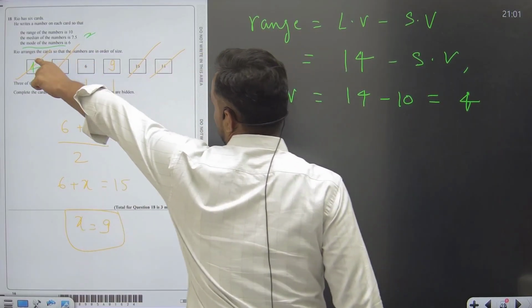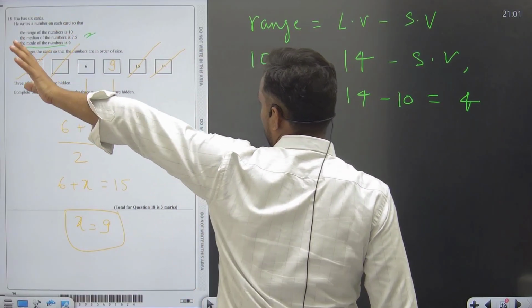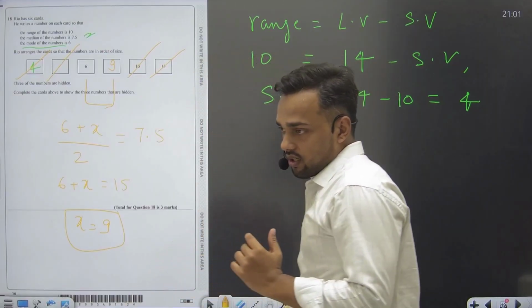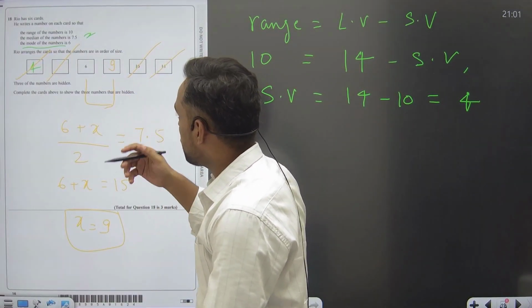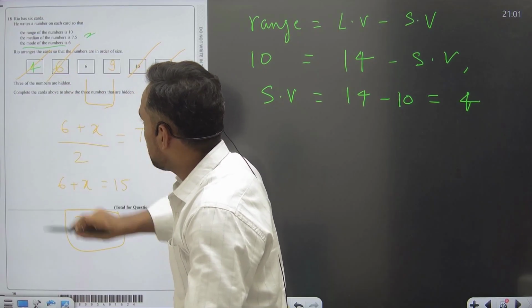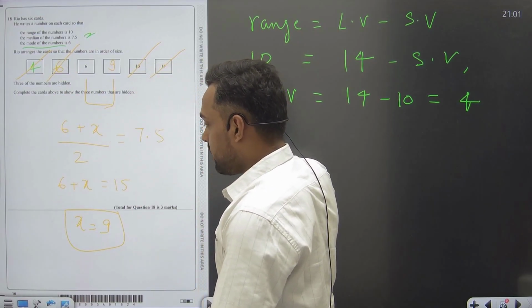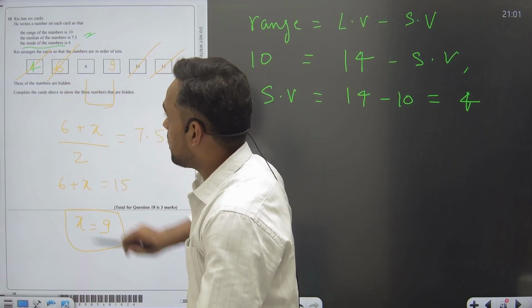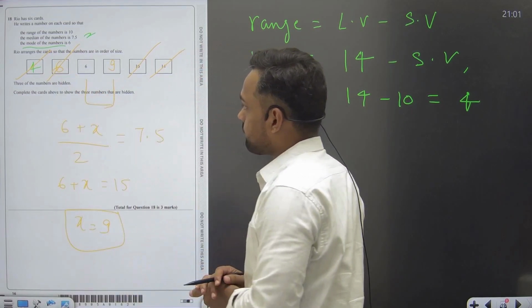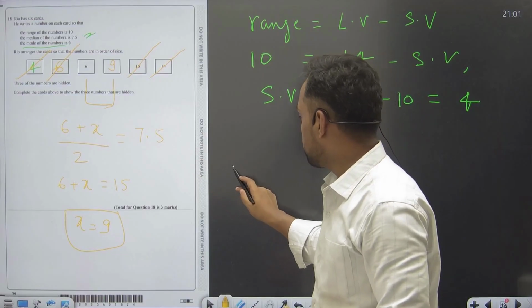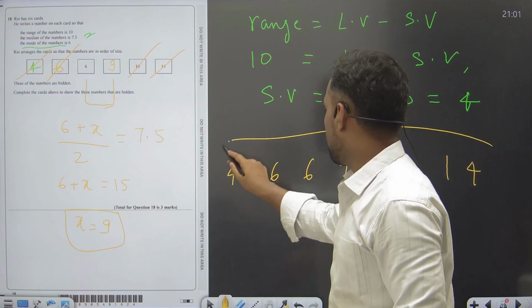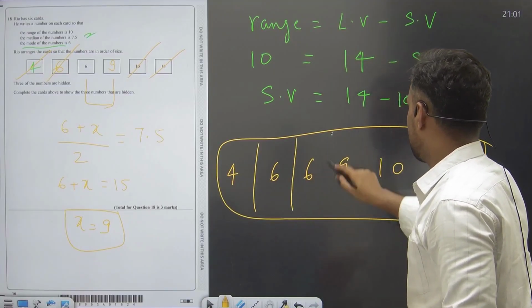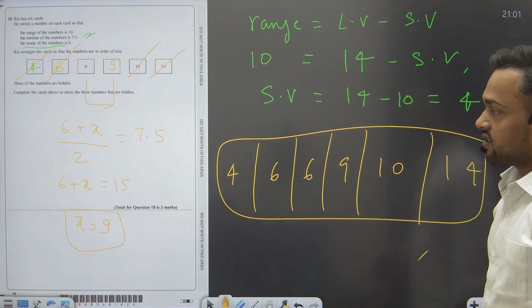Now in the question, the last statement is that the mode of the numbers is 6. We know that whatever number occurs more times in any data is the mode. 6 is the number which is occurring more times, so this box must be 6, otherwise you can't tell what the mode will be. So for this second box, it will be 6. So we have filled the values: 4, 6, 6, 9, 10 and 14. These are our values, students.